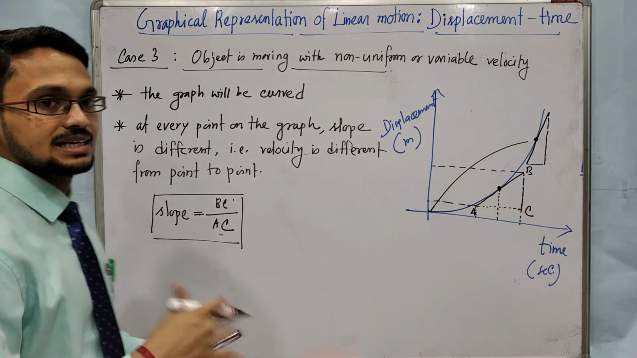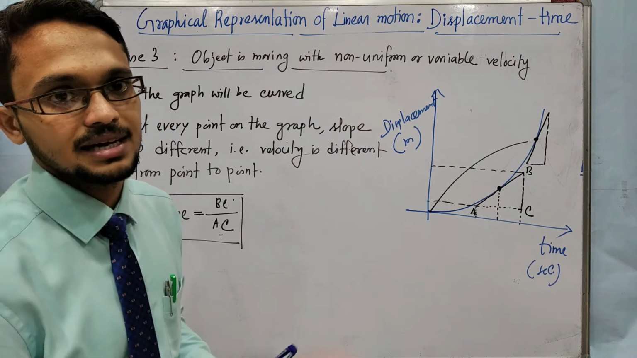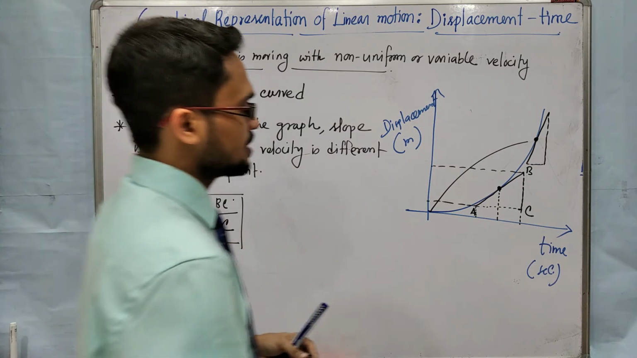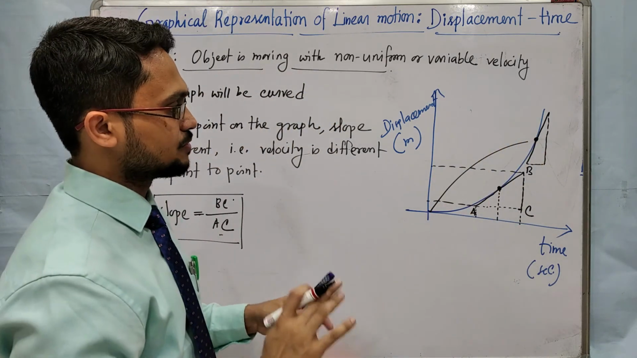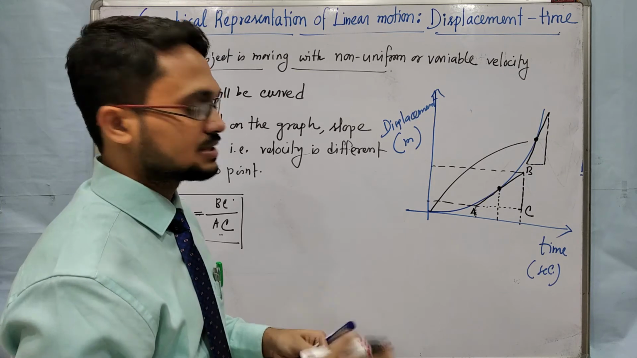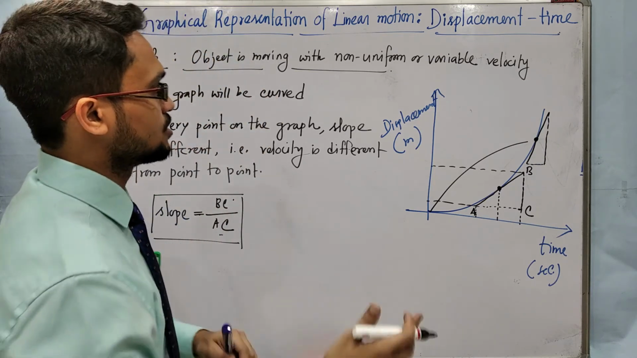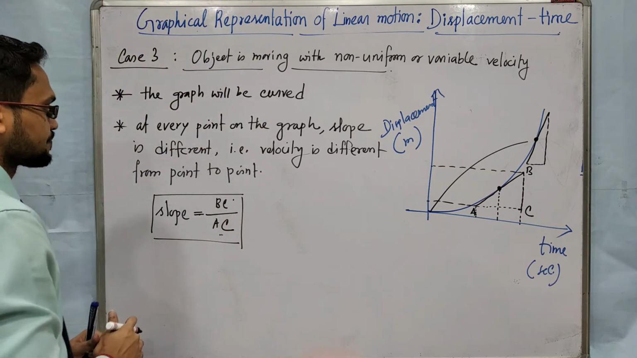Okay, if the velocity increases, which quantity is there? Acceleration. But we cannot find the acceleration from this graph. We have to find it by using another graph, and that we will do in the next lecture, that is the velocity time graph.